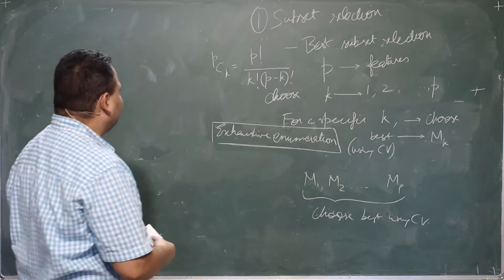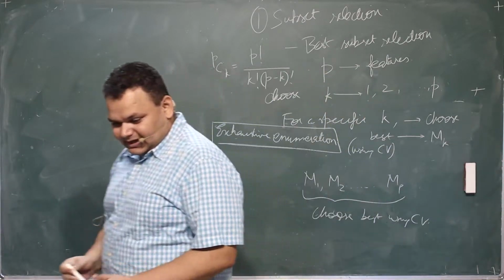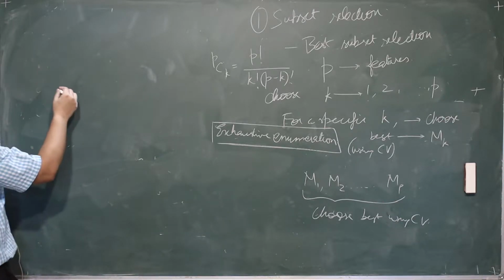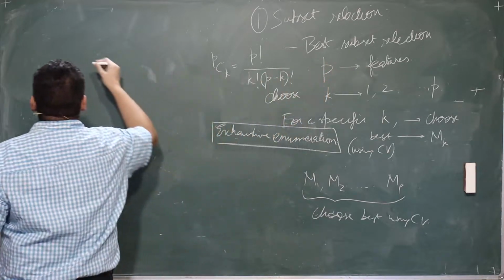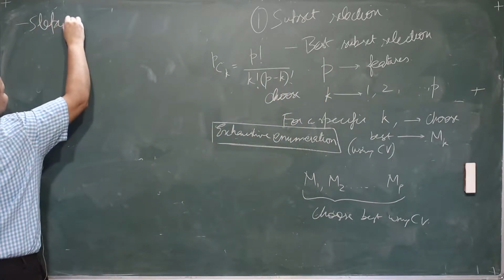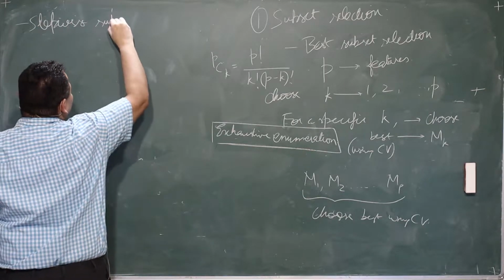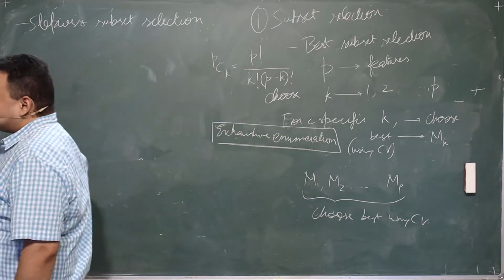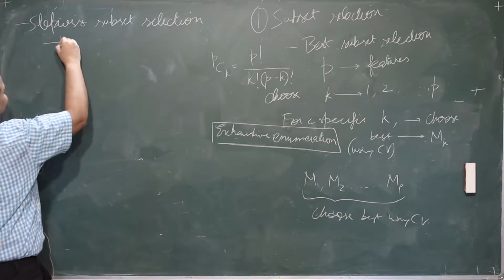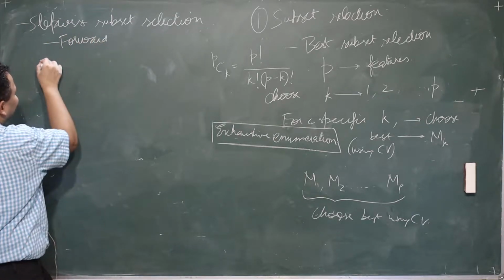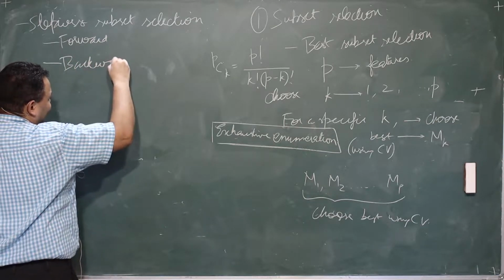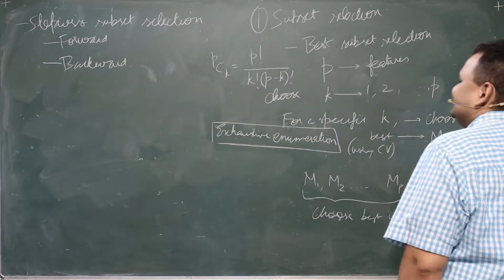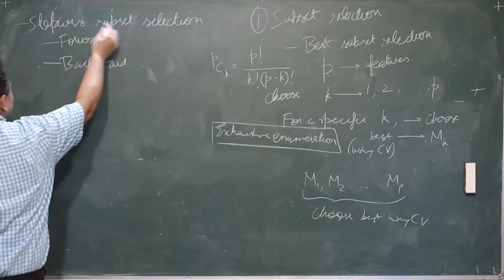The next one is called stepwise selection. Again, this is part of subset selection. Stepwise subset selection is divided into 2 parts: forward and backward. So let us see what we do in forward stepwise subset selection.